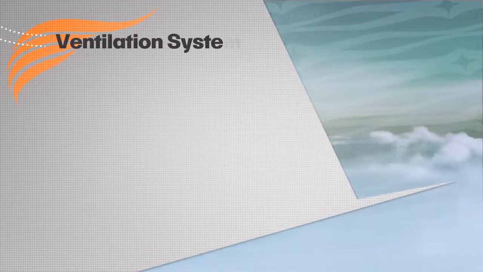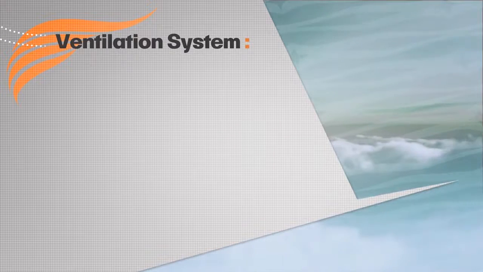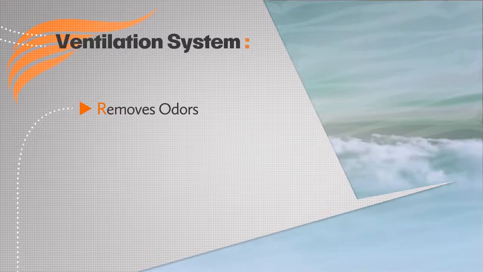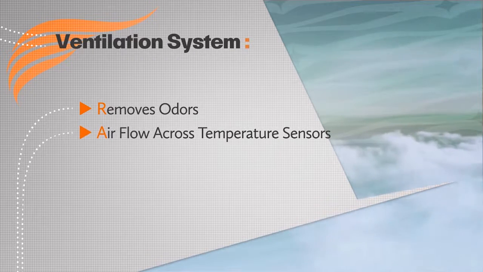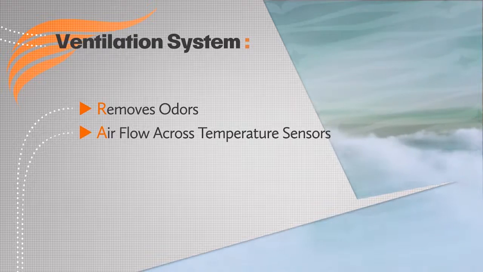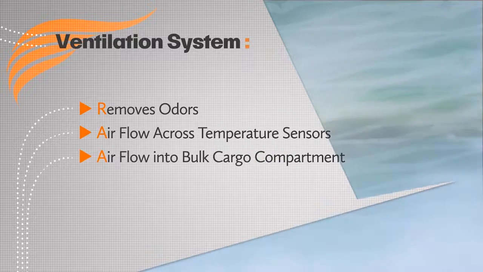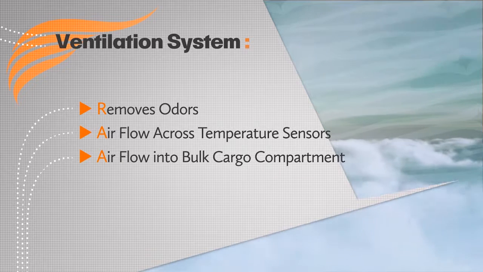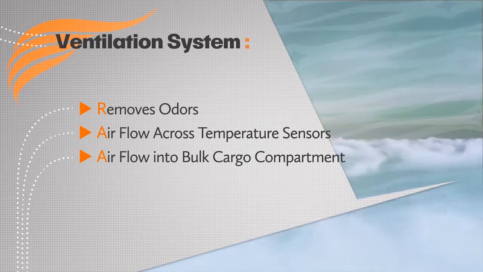The last bit of the distribution system has to do with ventilation. The ventilation system removes odors from lavatories and galleys, causes airflow across the different temperature sensors in the flight, passenger, and cargo compartments, and supplies airflow into the bulk cargo compartment. Now, that's as far as we're going to take it in terms of air distribution and temperature control.